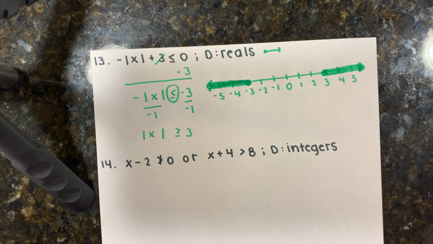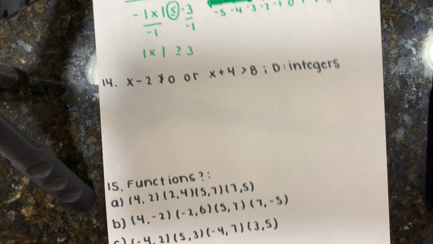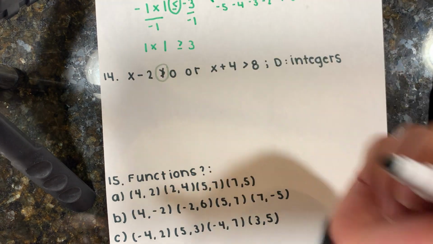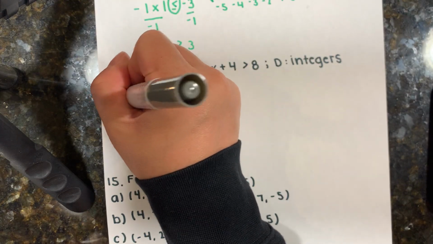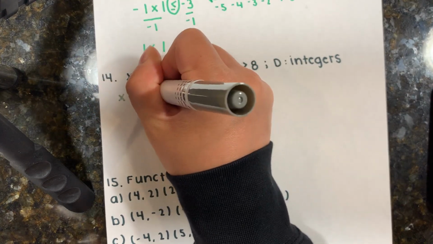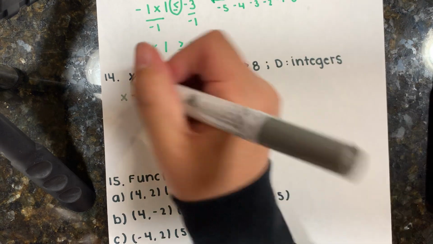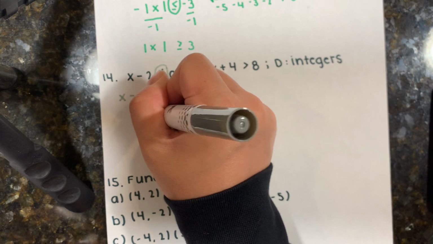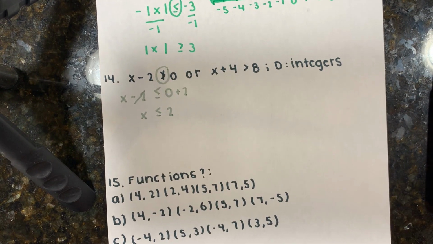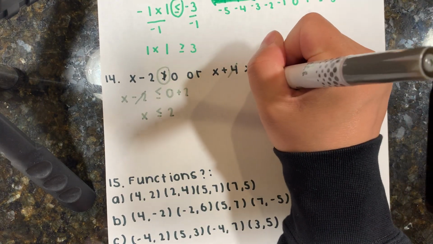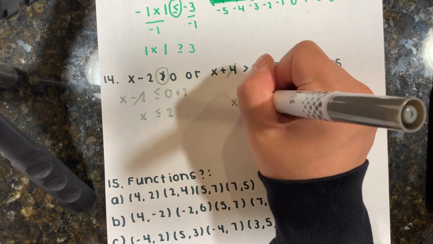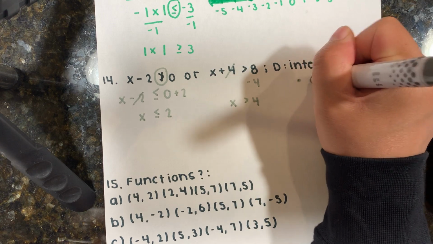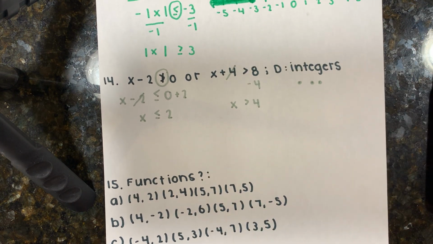Now looking at number 14, I have to solve for each of those inequalities. For the first one, I'm going to flip this inequality because of the slash through it and add an equal sign. So x minus 2 is going to be less than or equal to 0. Move the 2 to the other side, so x is going to be less than or equal to 2. Then I'm going to move the 4 to the other side. So I have x is greater than 4. Now integers are going to be points, not a point with an arrow.